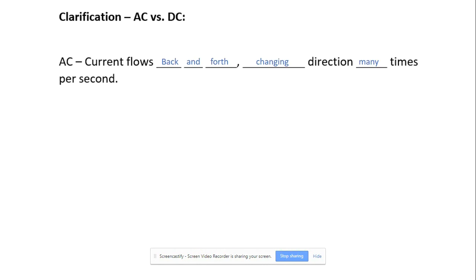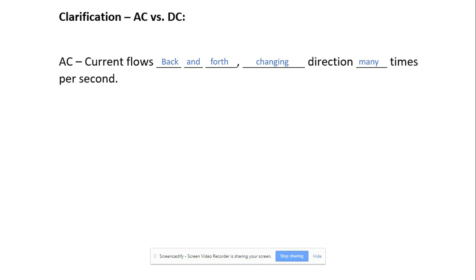Alright, so we'll start. This is note set 2 notes. We'll not get through all of this today, but I will finish going over it on Friday. First, I'm going to start off with a clarification for AC versus DC.